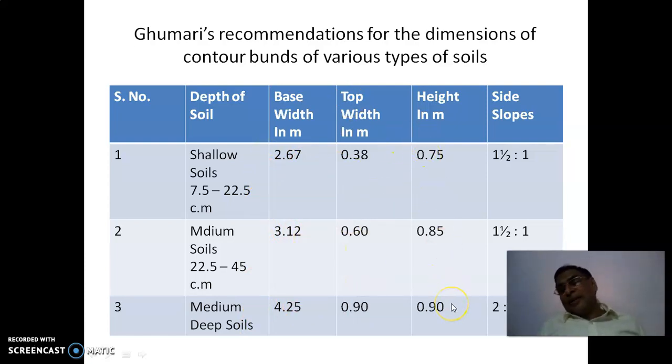Yes, of course, steeper slopes are here in the shallow soils, while somewhat less steep slopes are in the medium deep soil. So as the soil depth increases, everything increases. This is how, when there are deep soils, you will have bigger bunds and bigger water accumulation. All these things you can expect.